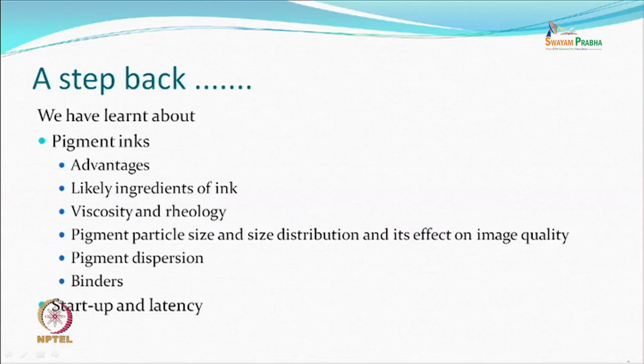So we continue from where we had left. What we had done was the pigment inks and learned about their advantages, likely ingredients, viscosity, rheology, the binders that you may have to add, pigment size, size distribution, dispersions, and some points about startup of the printing process. Some delay or latency can happen, that is, how many times you have to jet before the right quality of print comes. So that's what we learned. We'll go a little further.